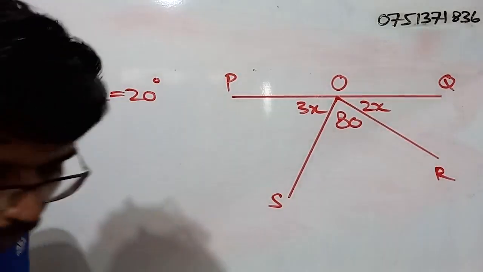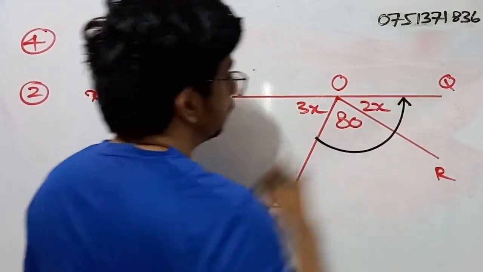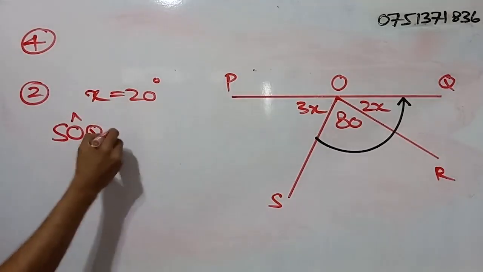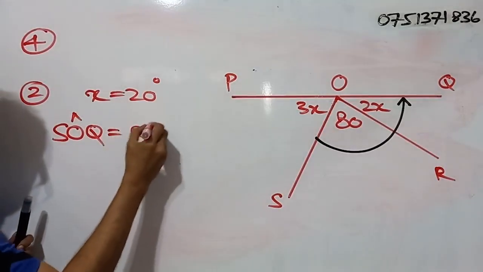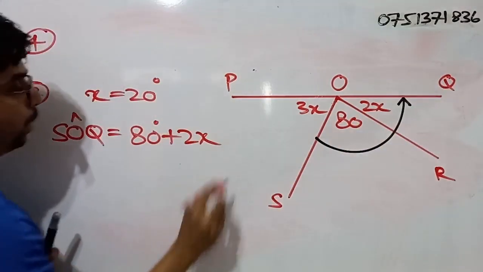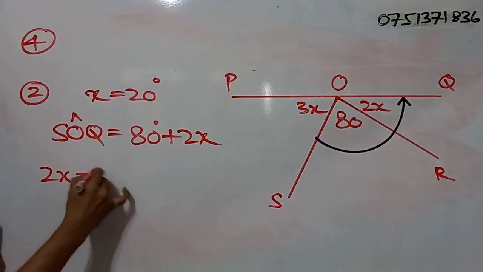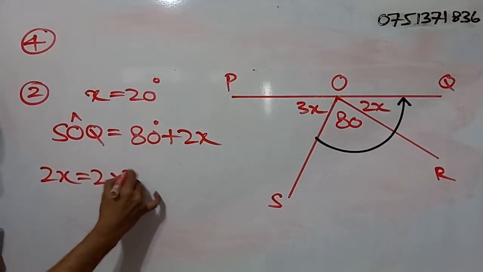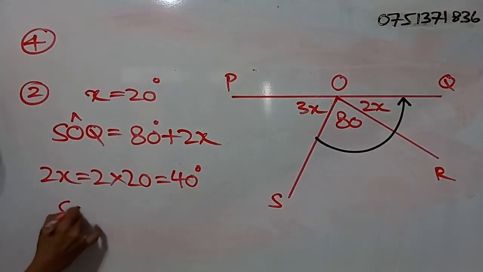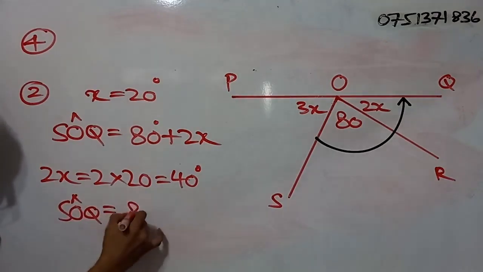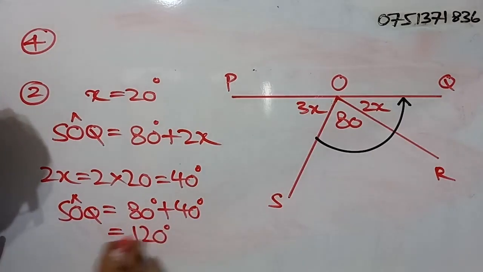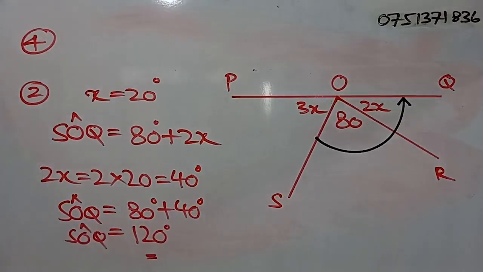So SOQ, this entire angle, that means 80 degrees plus ROQ, which is 2x. So 2x is 2 into 20, which will be 40 degrees. So that means SOQ angle is equal to 80 degrees plus 40 degrees, which is 120 degrees.